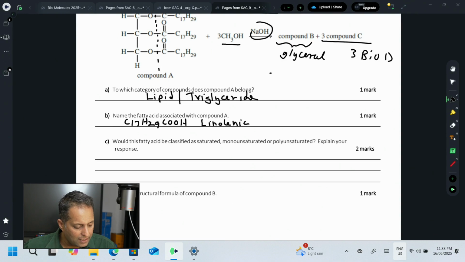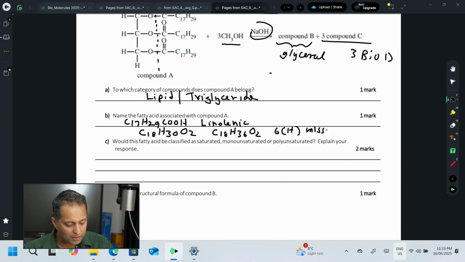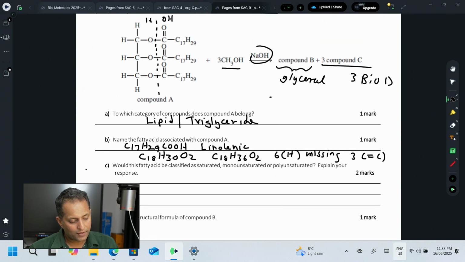Now, is it saturated or unsaturated? How do you know? Firstly, get the molecular formula of this, which is C18H30O2. Now, if this was saturated, it would have to be C18H36O2, right? 18 times 2 is 36, O2. As you can see, there are 6 hydrogens missing. 6 hydrogens missing means how many carbon-carbon double bonds? There are 3 carbon-carbon double bonds in each fatty acid. So this triglyceride should have 9 carbon-to-carbon double bonds, because each fatty acid part has 3, and 3 times 3 is 9.